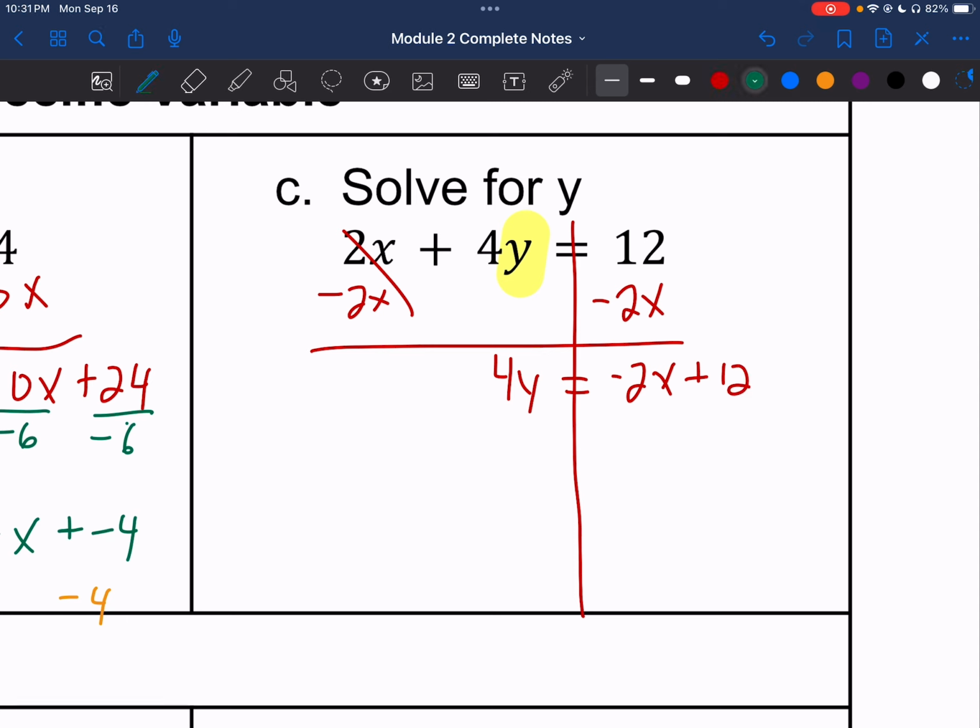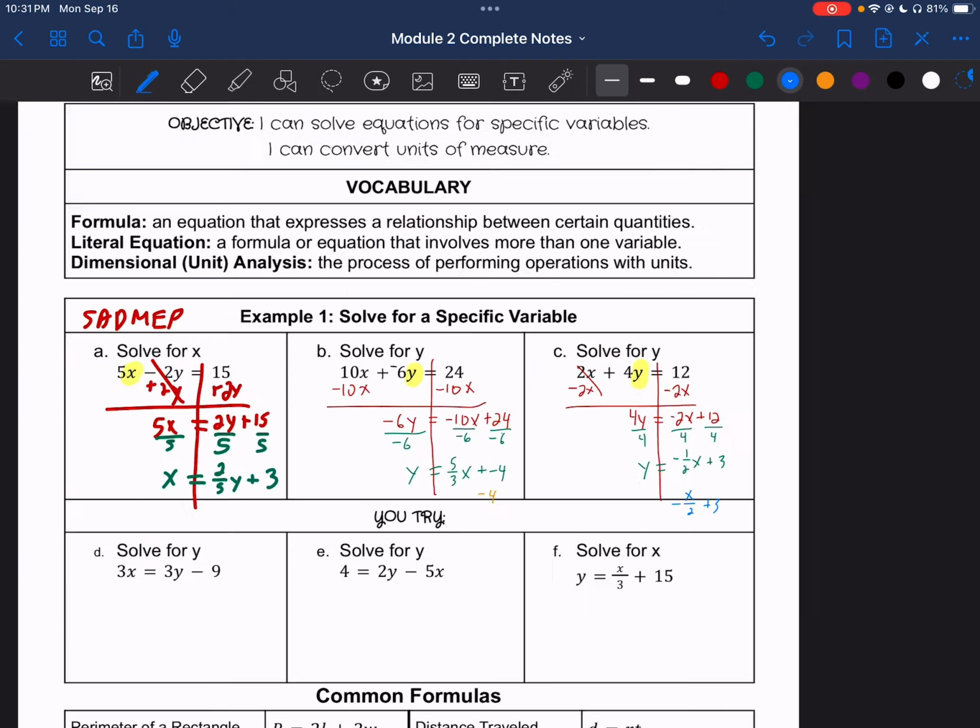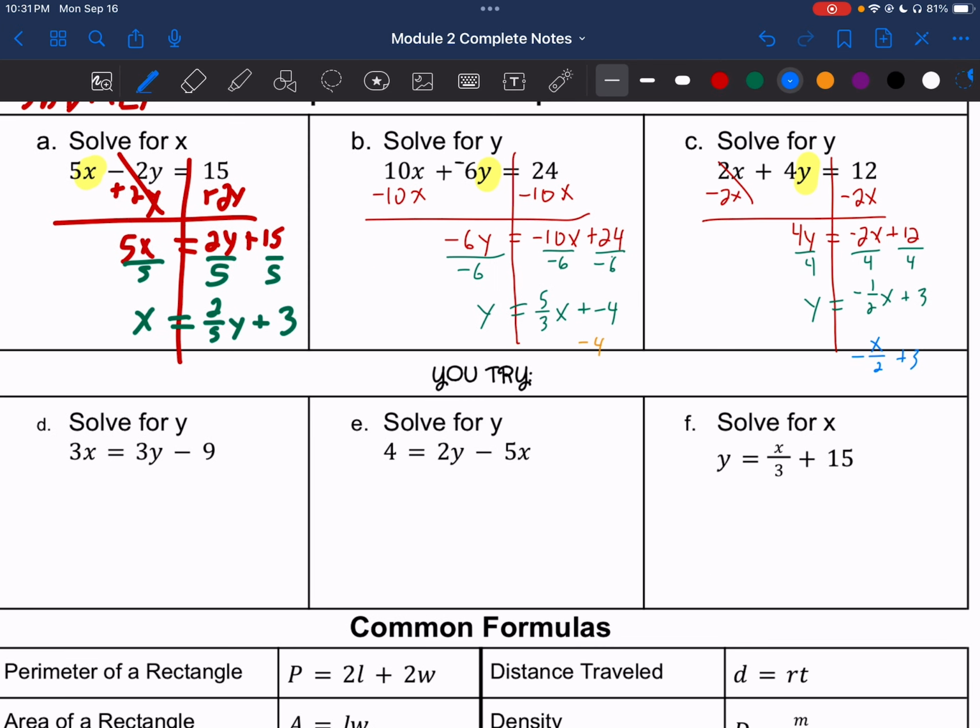My next step is to divide everything by 4. And I'm going to get that y is equal to negative 2 over 4 is negative 1/2 x plus 12 divided by 4 is 3. And that's our simplified form. If you were to write it as negative x over 2 plus 3, that would also be an appropriate way of writing this expression. Now, we've got 3 you-try problems that I want you to try on your own. And when you are done, please check your work against mine right here.